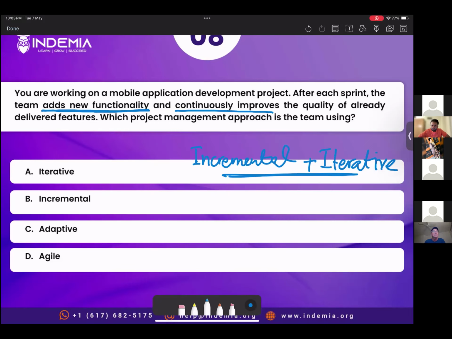All right. So what's happening here? On one hand, you're adding new functionalities, which is incremental. At the same time, you are continuously improving the quality of already delivered features. Means you're doing repetitions, you're doing iterations. So it's actually both iterative and incremental, as Daniela mentioned. And the combination of iterative and incremental is called agile, right? So the correct option is option D. I hope it is clear. Let's read the explanation.